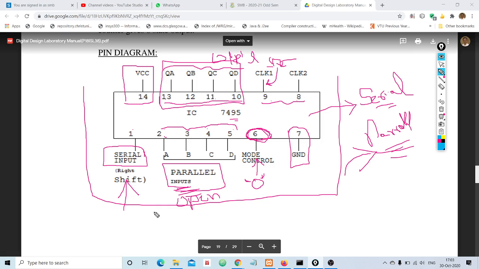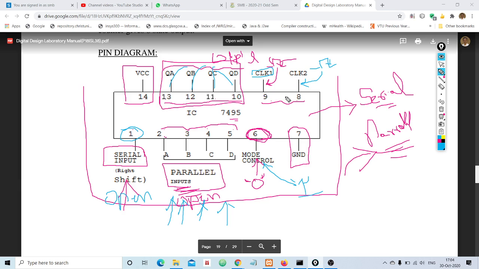Okay, then as I said, you can also use this IC in parallel mode. So in those cases, this serial input will be left open. I mean you will not use pin number 1 in that case, and parallel inputs have to be supplied through pin number 2, 3, 4 and 5, and in this case for the mode control you need to supply 1 as an input. Okay, this 1 signal makes this IC work in parallel mode. Clear? And as usual, at pin number 13, 12, 11, 10 you can view the outputs, and in this case you should not apply the clock at clock 1. Instead you should apply clock input through pin number 8. Clear?